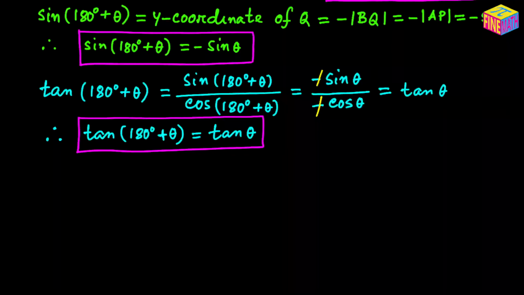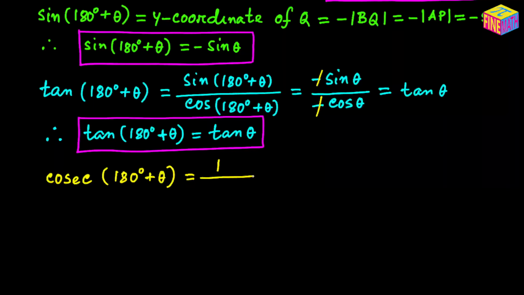So next we are going to calculate the cosecant of 180 degree plus theta. Cosecant is the reciprocal of sine, so we can write it like 1 divided by sine of 180 degree plus theta. And then what is the value of sine of 180 degree plus theta? Well, that is actually negative sine of theta. So here we get a negative value, and reciprocal of sine of theta would be cosecant of theta. So let's make a quick note.